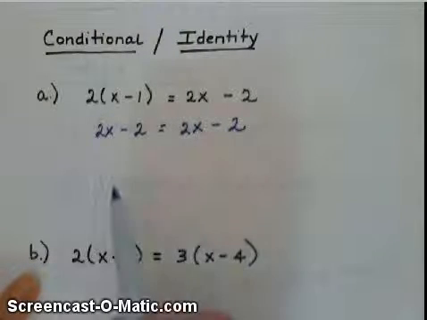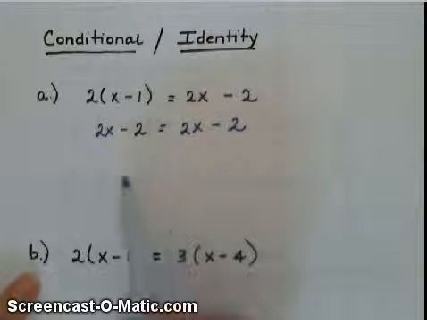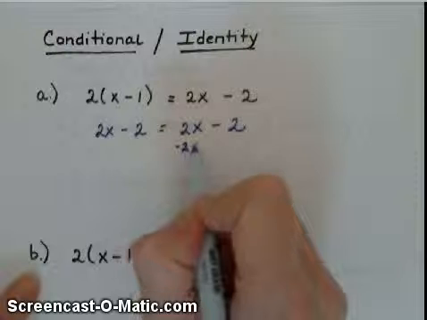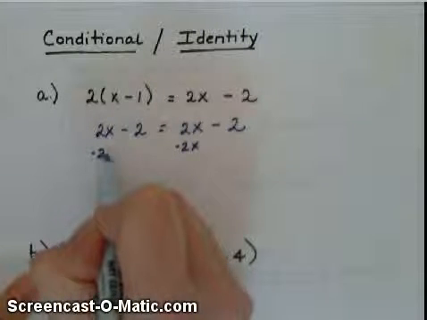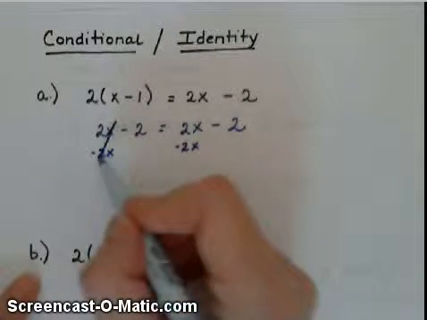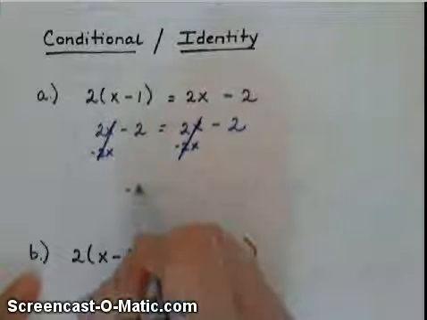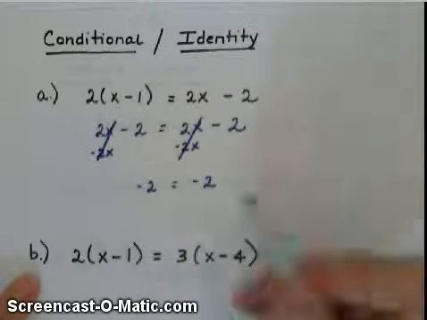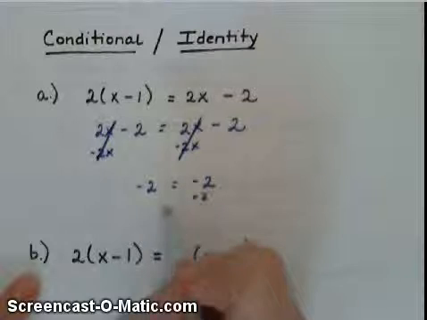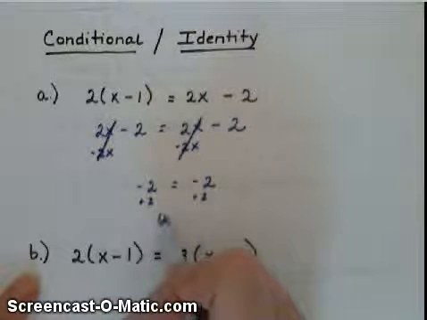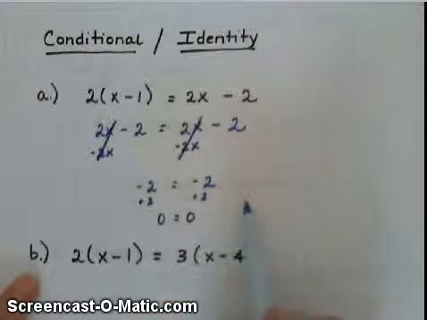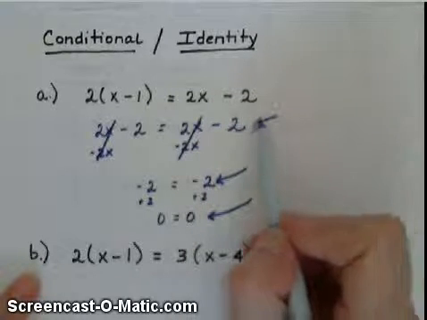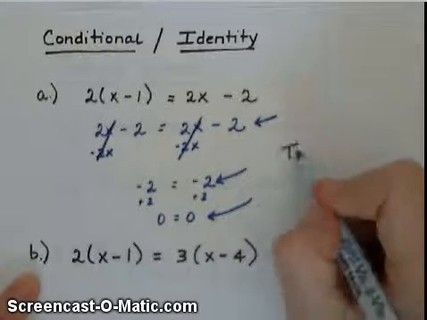We could continue combining like terms as much as we wanted, but eventually we're going to get to a statement like this. Let's subtract this 2x from both sides, and we're going to have 0 there, 0 there. Negative 2 equals negative 2. Or then we could add 2 to both sides, and we would get 0 equals 0. No matter where you stop this process, at any of these places I've drawn arrows, these are all true statements.